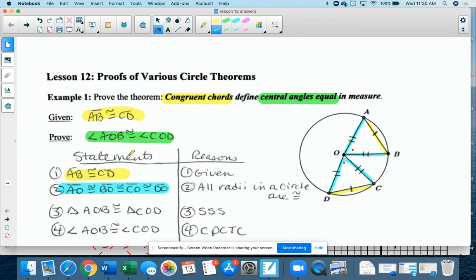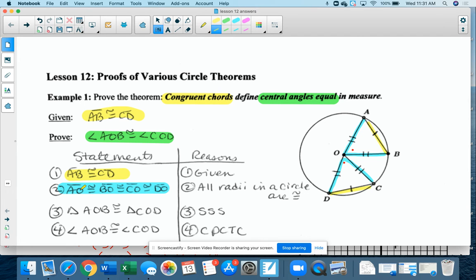So remember, I start off my proof with statements and reasons. Step 1 is always the given. The given is AB is congruent to CD. All right, that's the given. Those are the chords. Now look at step 2 because that's a brand new step for us.